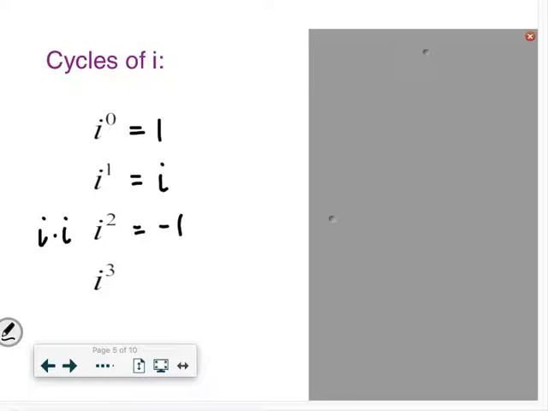And then when we get to i cubed, I like to think about it like i squared times i. Well, i squared is really negative 1. Negative 1 times i is just negative i.